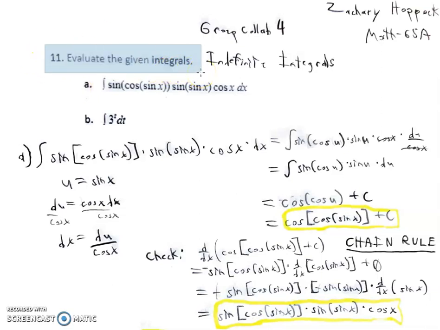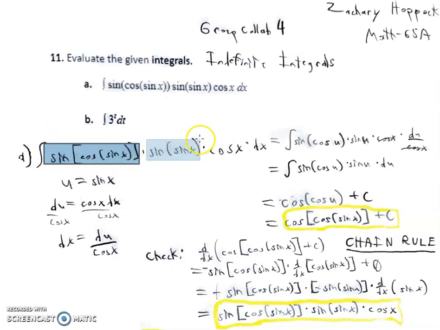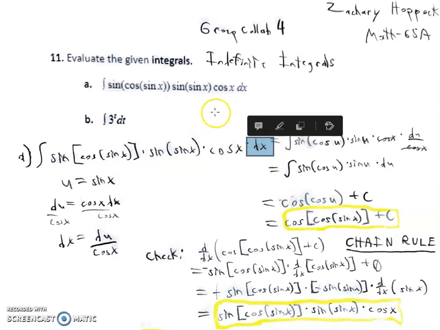I want to start off by saying that in these two problems, both of them are indefinite integrals. So all I'm doing is solving for the antiderivative of x, not the antiderivative of a set interval. On the first one, we have the integral of sine of cosine of sine x times sine of sine x times cosine x times dx.